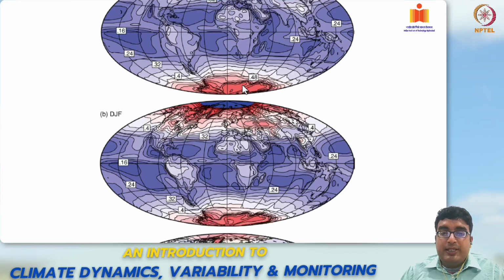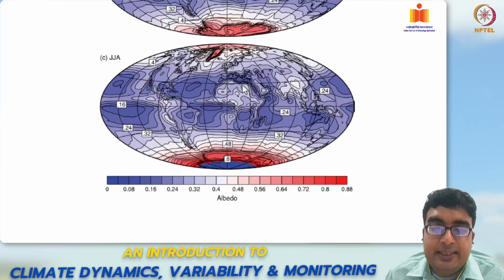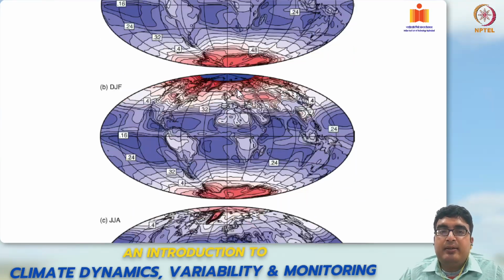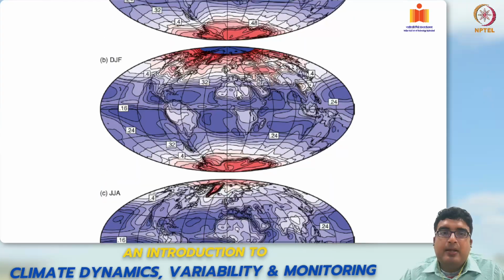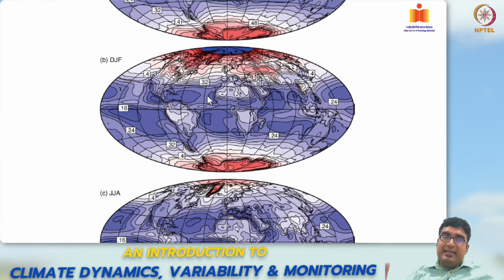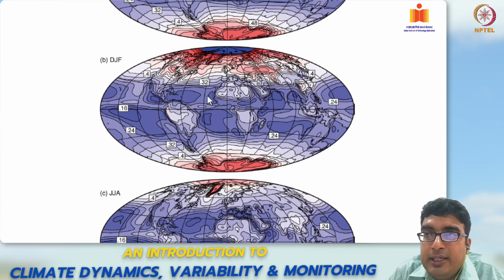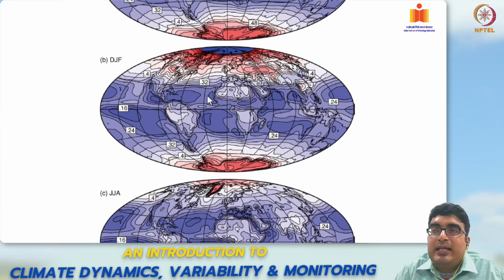You will also see a significant variation in the albedo values between the winter season and the summer season. So, in December, January, February, which is winter in the northern hemisphere, you get very high albedo values throughout the northern hemisphere beyond the subtropics. This is because the northern hemisphere is covered significantly with snow during the winter, and this snow reflects a lot of the sunlight back into space.